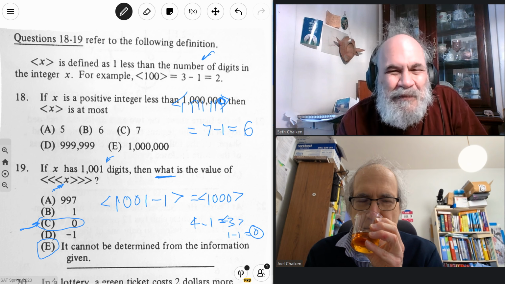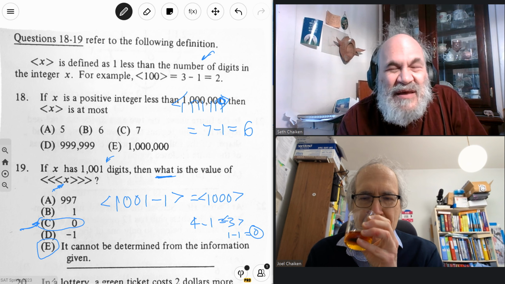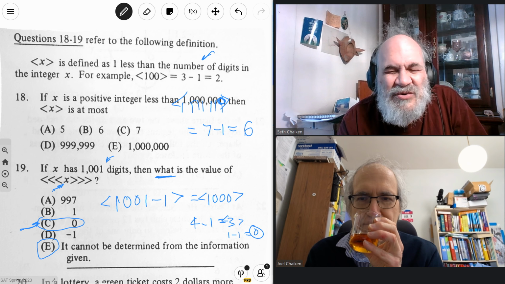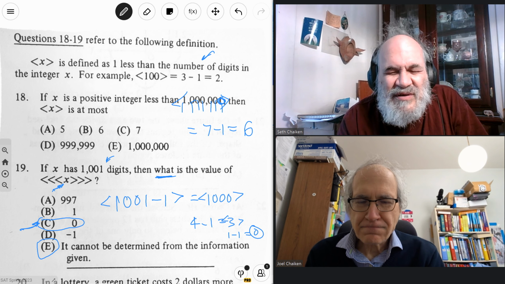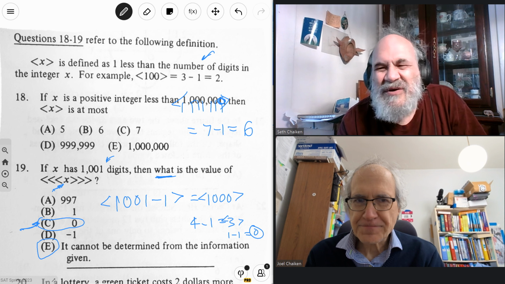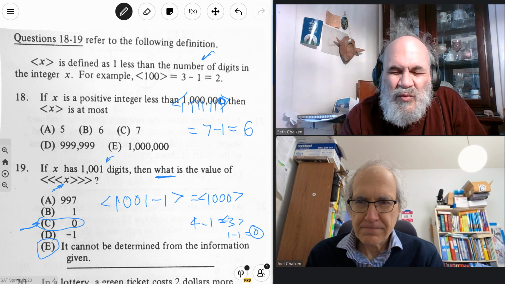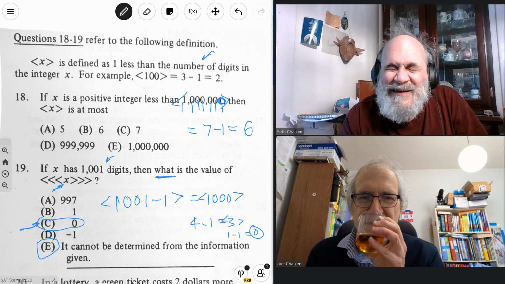I had a little worry: what if one less than the number of digits is negative? But that can only happen when the number of digits is 0. But no number has number of digits equals 0. Presumably, the 0 number has 1 digit. Would 0 have 1 digit? Yeah, 0 has 1 digit.